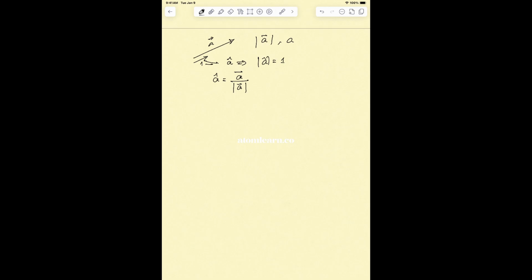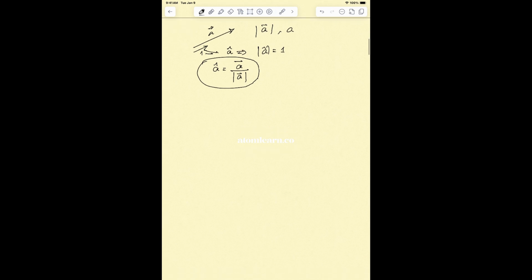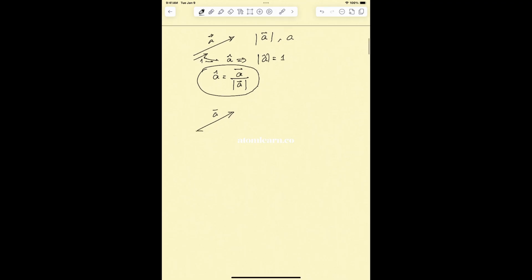Therefore, this is the definition of a unit vector. Why is it necessary to have the unit vector? Because, as we just saw, a vector a can be resolved into two mutually perpendicular components, one along a chosen x-axis, the other along the automatically fixed y-axis. This is equivalent to a cos theta, where theta is this angle, and this is equal to a sin theta. Now this is the magnitude.